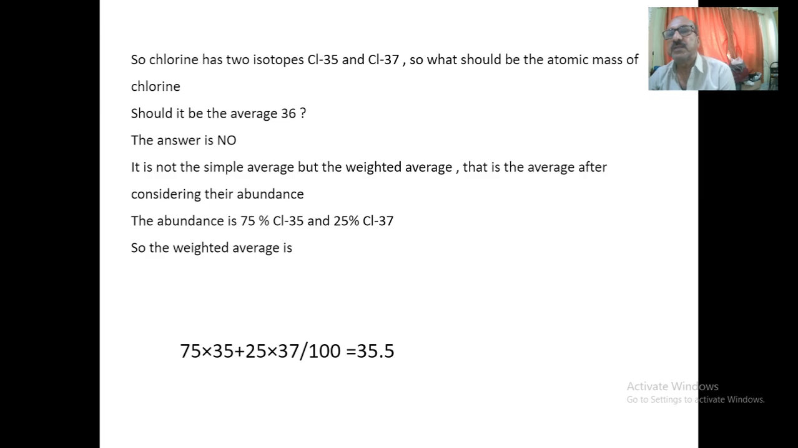I hope you have understood the basic idea of atomic masses, the concept of the relative atomic scale, and the concept of isotopes, which helps in finding the fractional atomic masses.